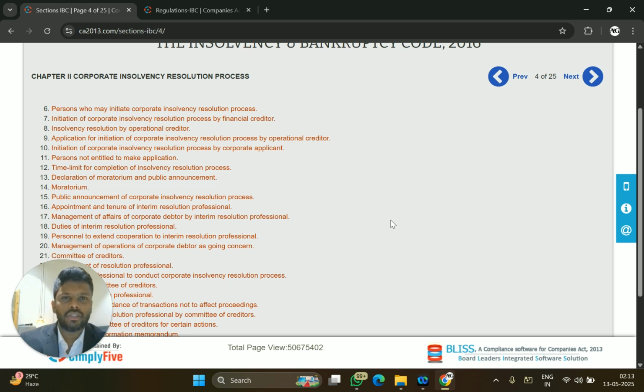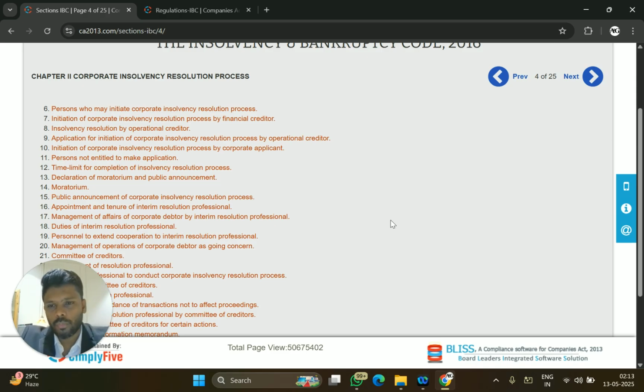The committee of creditors is specifically comprised of only financial creditors. Financial creditors, I mean secured financial creditors or unsecured financial creditors. Both of them form part of the committee of creditors. The operational creditors and the other creditors do not form part of the committee of creditors.